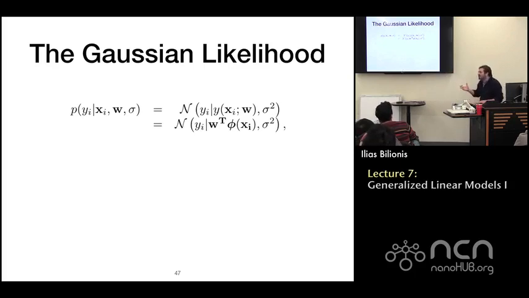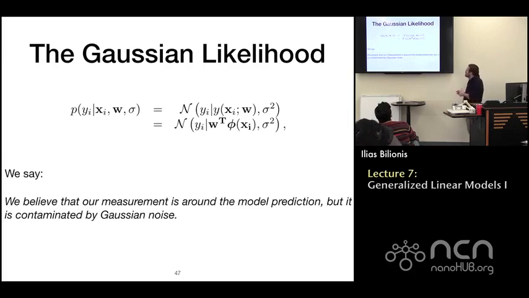But if you have a reason to believe that it is something else, for example, if your outputs are positive, then the noise cannot possibly be Gaussian, because a Gaussian will give a probability that they're also negative. So you're going to have to transform the noise process. But anyway, this is the simplest choice. So what do we say when we see that?